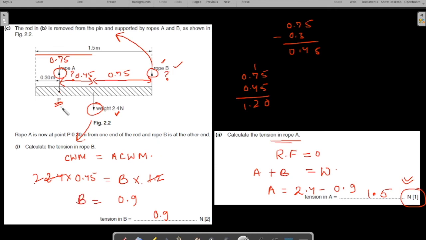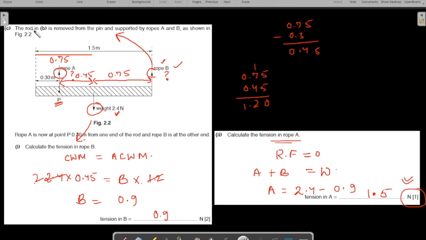Then we'll have to take the turning effect around this end. I'm giving you some hint as well. Turning effect around this end makes this moment 0, right? Or you can take the turning effect around any other point, around the weight as well. Makes sense, because you have now just one variable left, one missing quantity left to find out. So you can take turning effect around weight or around this end. Everything will make perfect sense.